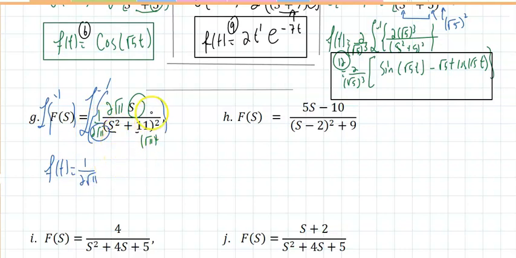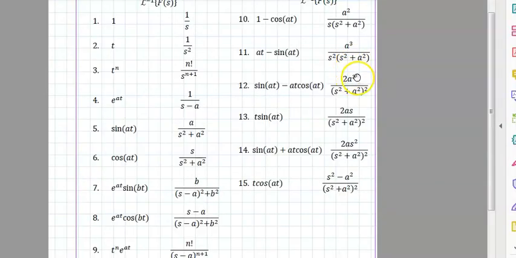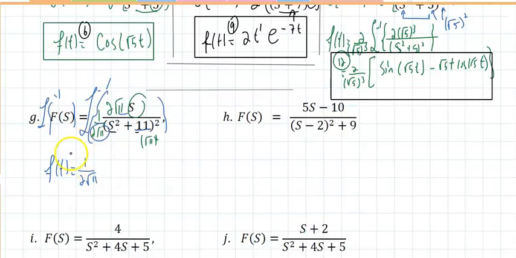And what's going to be left? Well, look at it now. I'm looking at 2 radical 11s over s squared plus 11. This is the square of that. That matches identically 2as over. That matches 13. That's t, the sine of at. By 13, that is t, the sine. What's taking the place of a? What do you square to get 11? Radical 11t. And there it is.